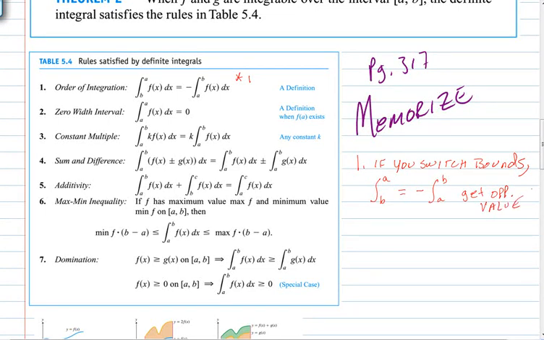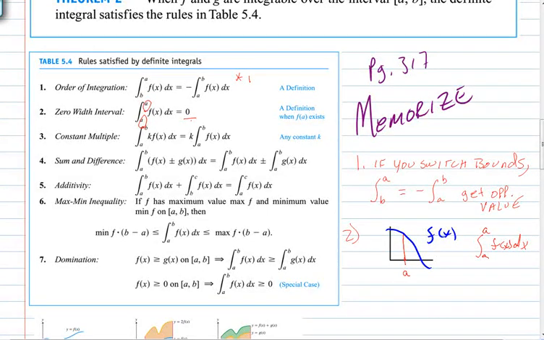Okay. Number 2, zero width of an integral. If your upper bound and your lower bound are the same, what that means is you're trying to find the area of a line, and that just doesn't work well. Okay, so here's your function, and here's the point A, and if you're looking at the integral from A to A, that's the area of a line, and lines don't have area, lines have length, right? So if the bounds are the same on your upper bound and your lower bound, you have a zero area.